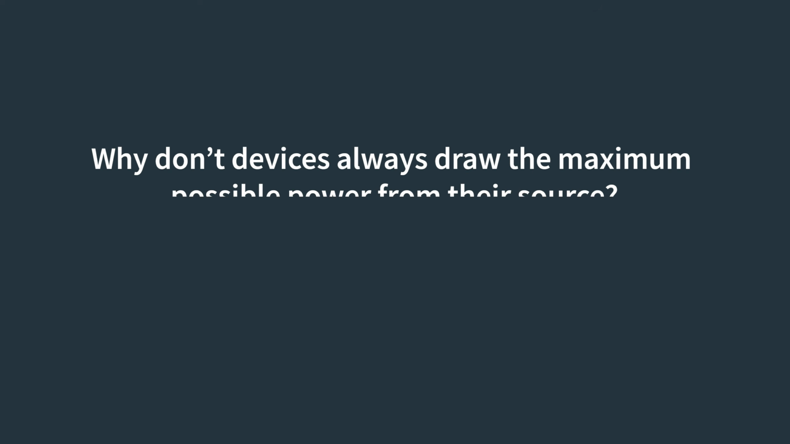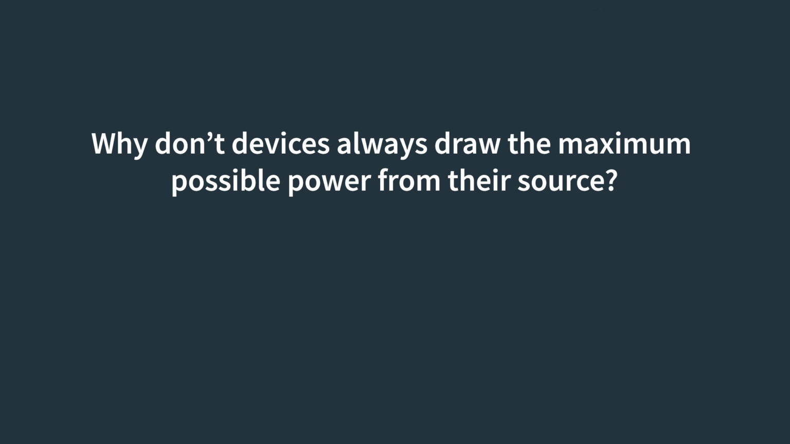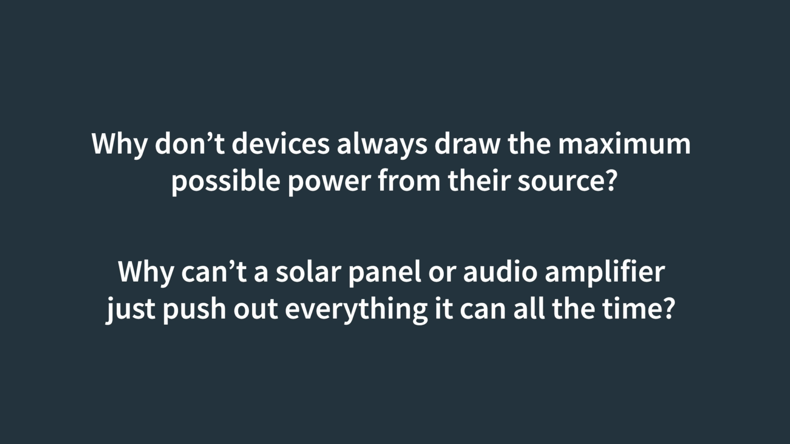Now, I'd like to start with a simple question. Why don't devices always draw the maximum possible power from their source? Why can't a solar panel or audio amplifier just push out everything it can all the time? This has to do with how power actually transfers from a source to the load.